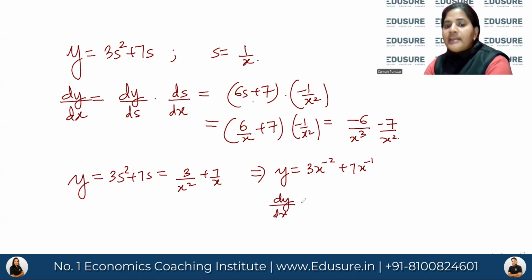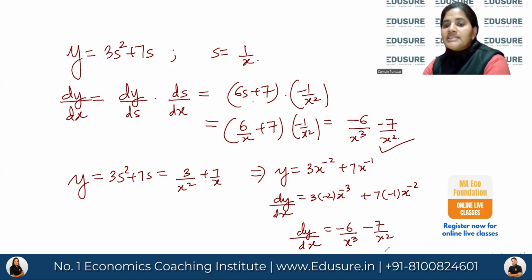Then dy by dx will be 3 into minus 2 x to the power minus 3 plus 7 into minus 1 x to the power minus 2. So dy by dx is equal to minus 6 upon x cube minus 7 upon x square. So this and this are now coming out to be the same.